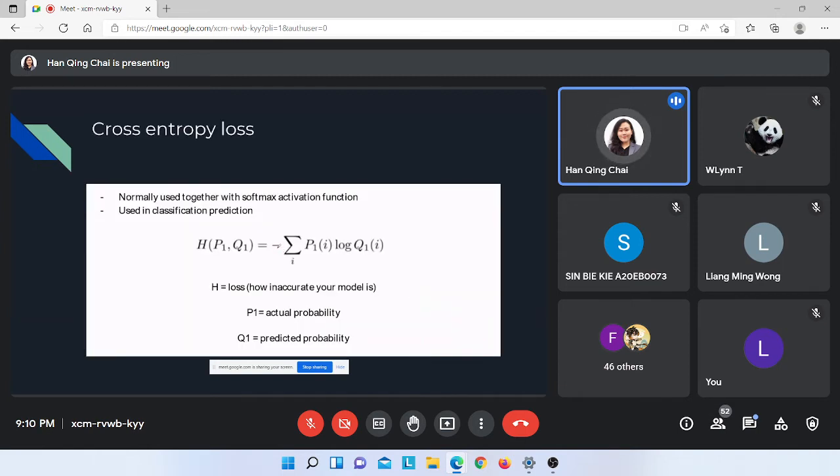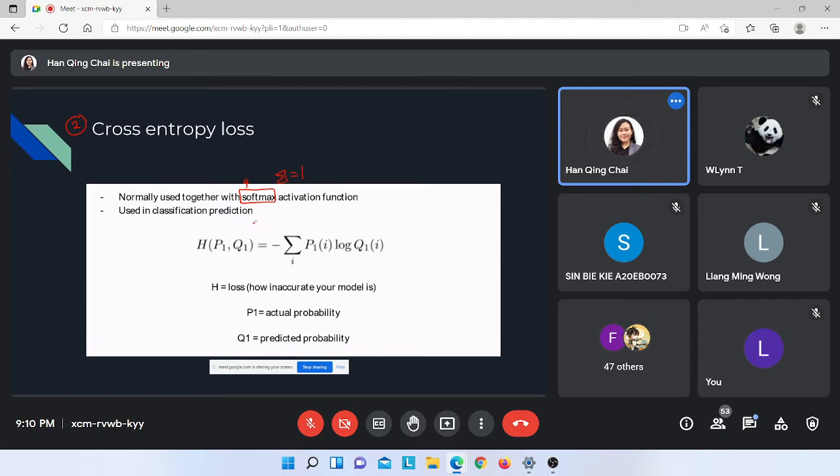Another type of loss or cost function that we discussed is called cross entropy. How does this work? It is normally used together with softmax, the one I discussed just now, which produces probability. The activation functions are sigmoid, ReLU, hyperbolic tangent, and the last one, the fourth, is softmax. We remember softmax produces probabilities based on the logit scores, and the summation of them all is one.